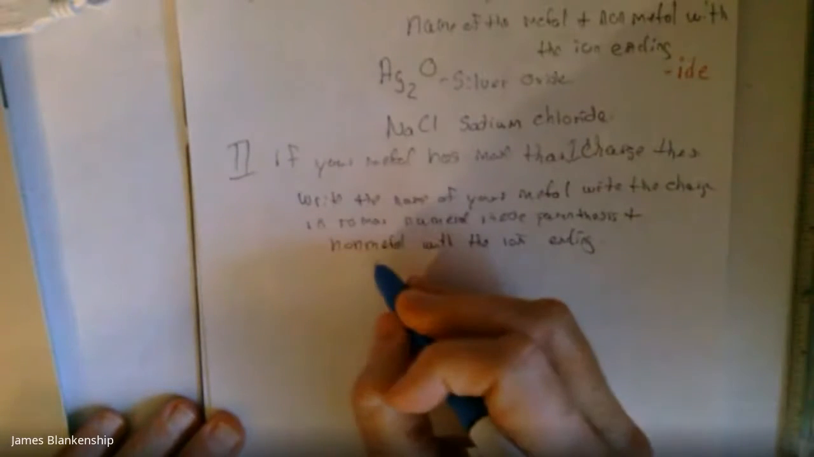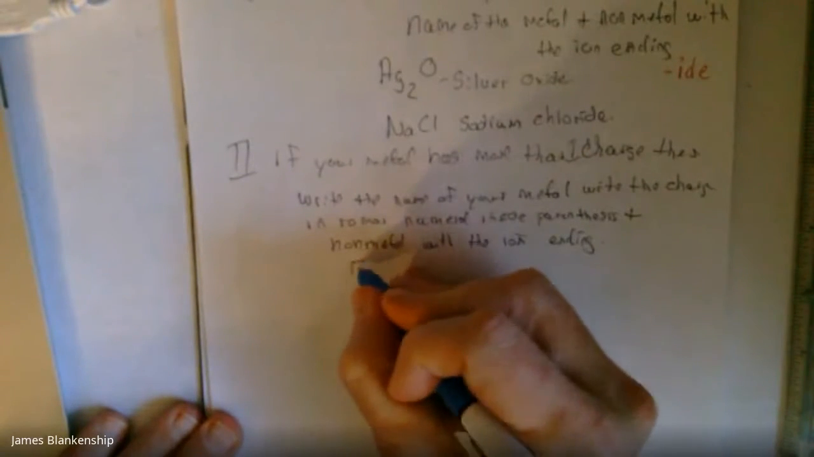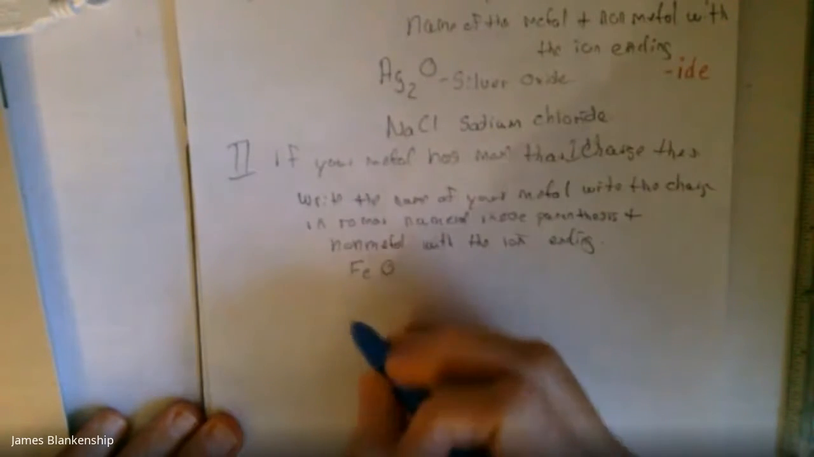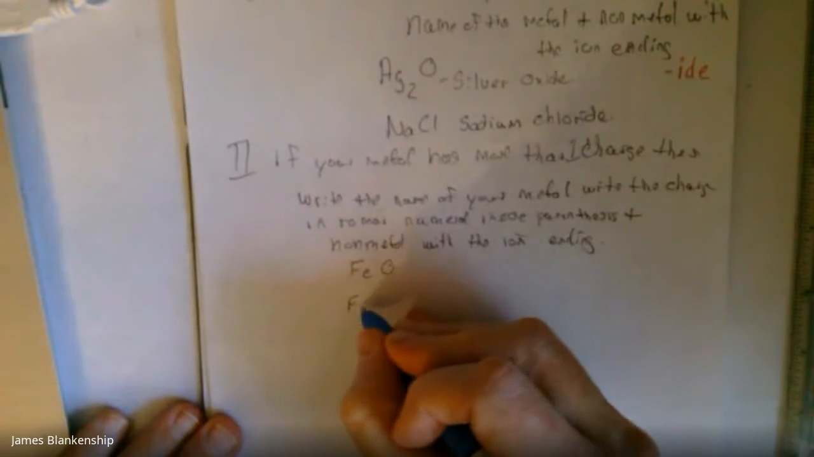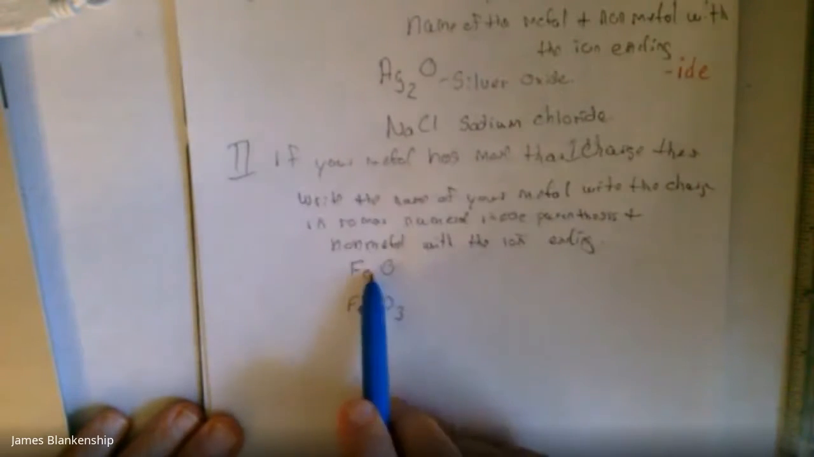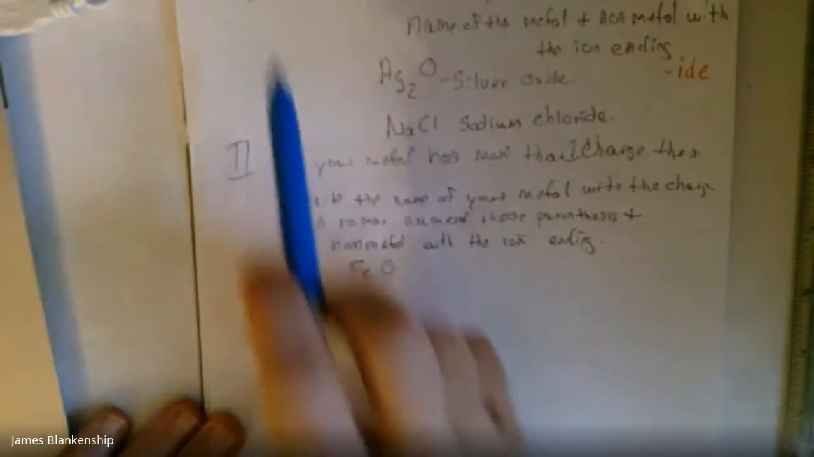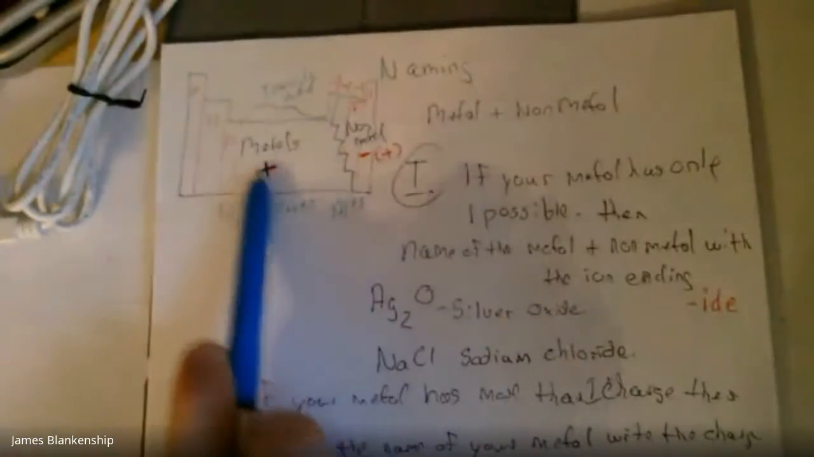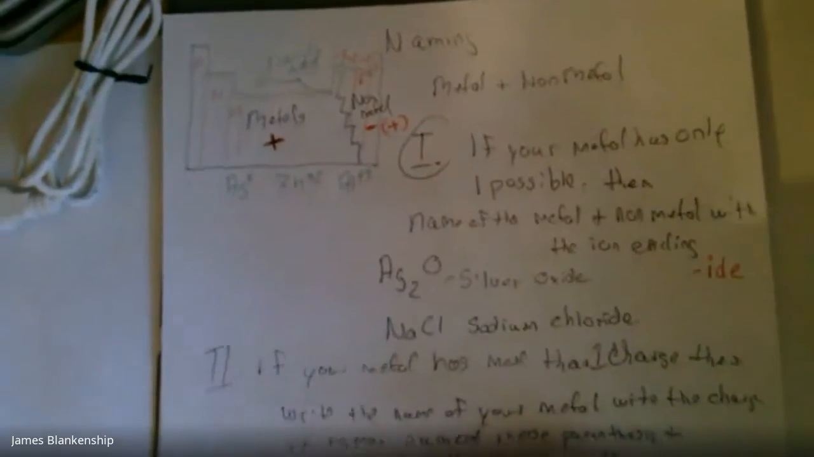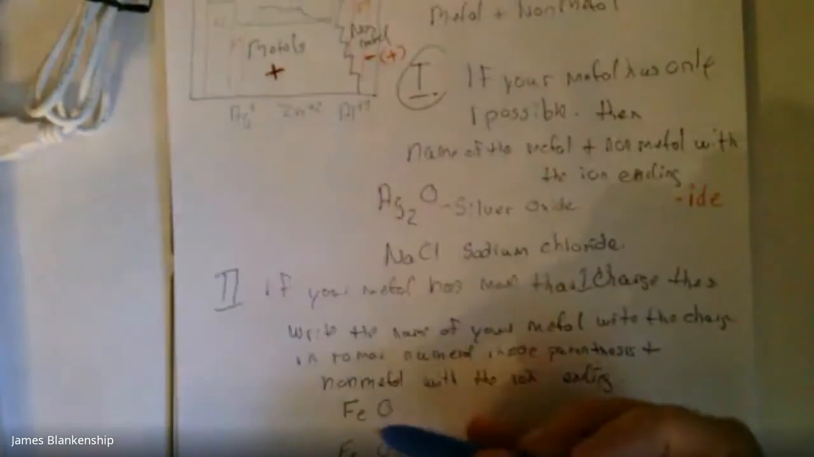So let's look at an example for that. Let's say we have FeO, and we also have Fe2O3. We need to know the charge. Iron falls in this transition area, the transition metals of our metals. And we need to know the charge of our iron.